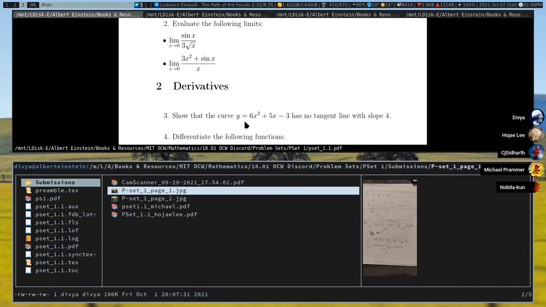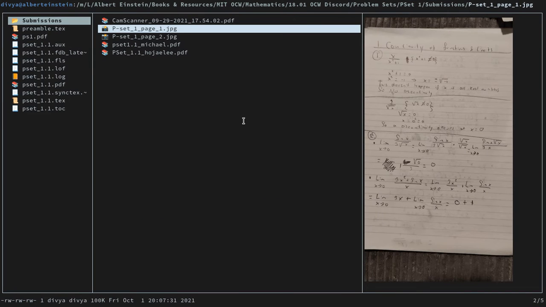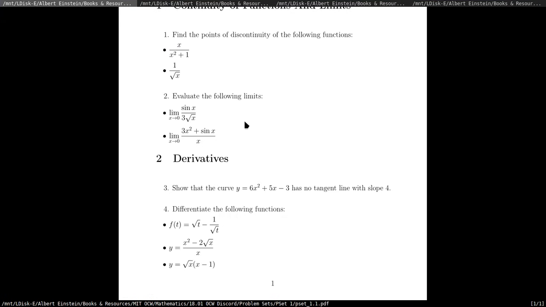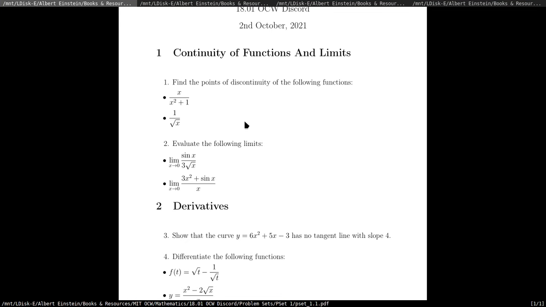I'm trying to, right. This is Kelvin's solution. So how does everyone feel about starting from the first question itself, discontinuity? Can you do that?